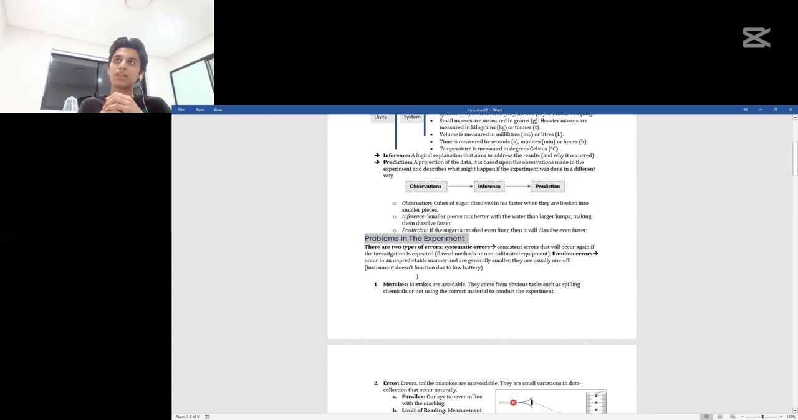Next, random error. A random error is something that will occur in an unpredictable manner and is generally smaller. They're usually one-off and don't happen much throughout the experiment. But this is something really random. Like the instrument doesn't function due to low battery. So your scale, although it works properly, is on low battery, and so it doesn't function when you're measuring the mouse's mass for the first time. Okay, so this is random errors.